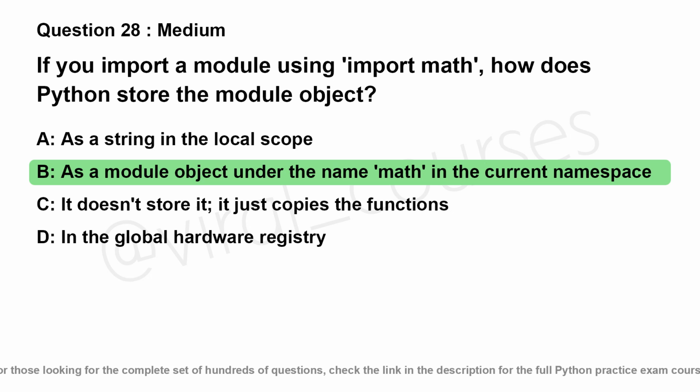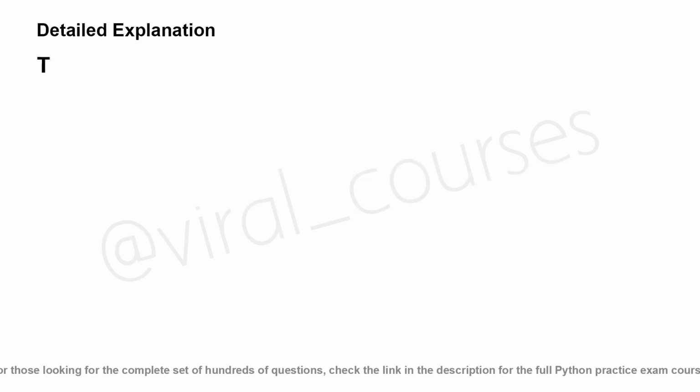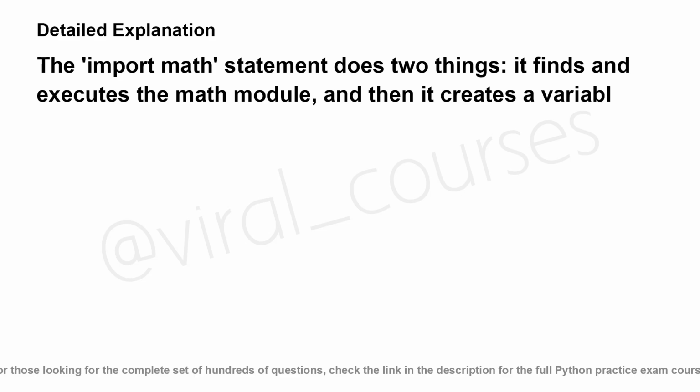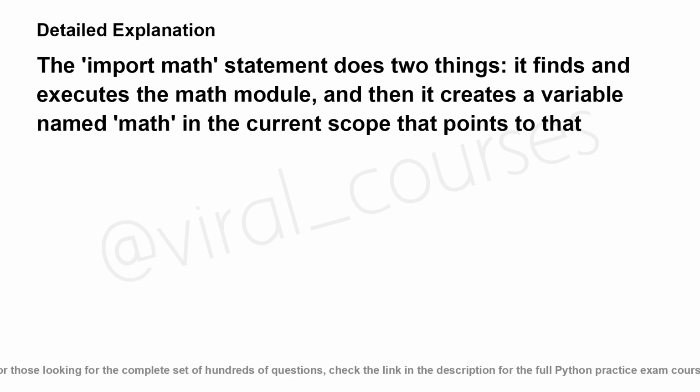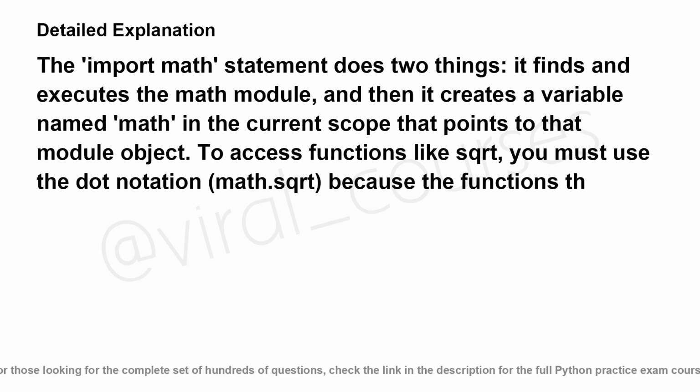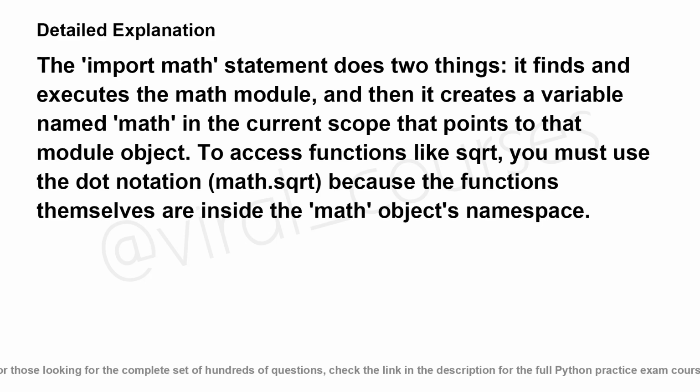The correct answer is B. The import math statement does two things. It finds and executes the math module, and then it creates a variable named math in the current scope that points to that module object. To access functions like sqrt, you must use the dot notation, math.sqrt, because the functions themselves are inside the math object's namespace.